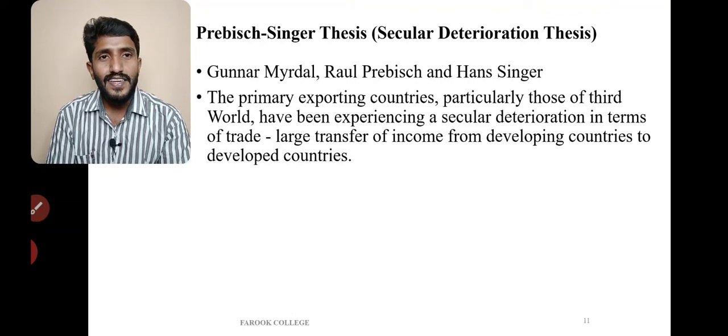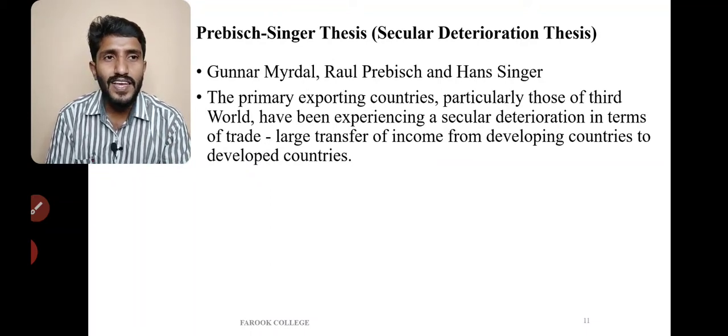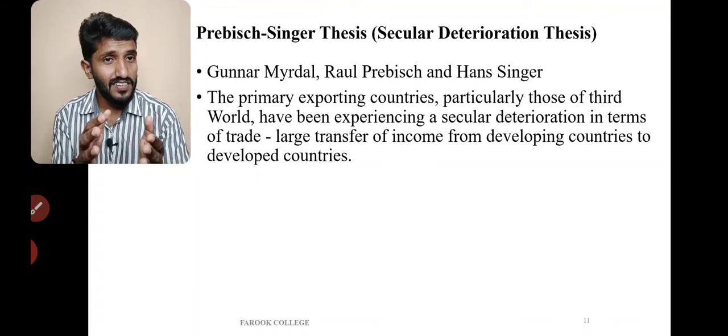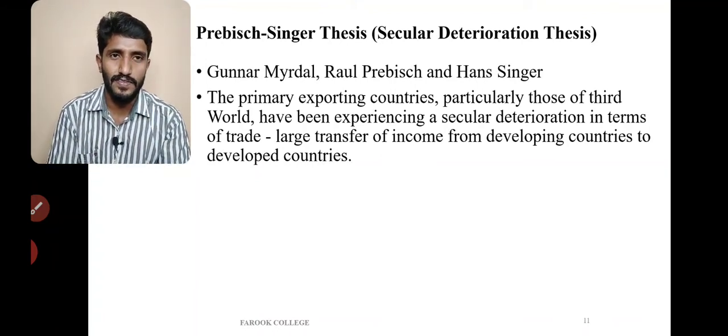They said that the primary exporting countries, particularly those of the third world countries, have been experiencing a secular deterioration in terms of trade, which means a large transfer of income from developing countries to the developed nations.